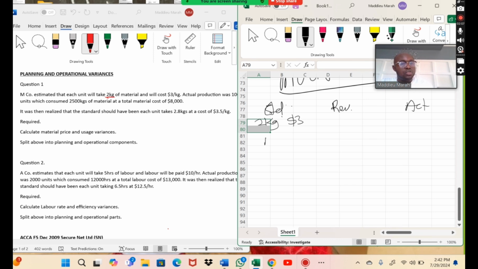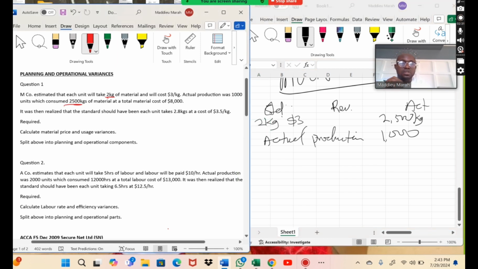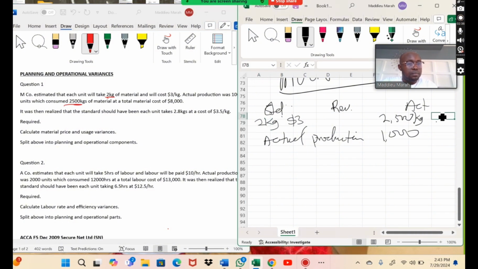We have our actual production. Actual production, how much? 1,000. Okay, 1,000 units, which is very helpful. And what's the actual result? Actual result, we have 2,500 kg from the question, and it cost how much? $8,000.